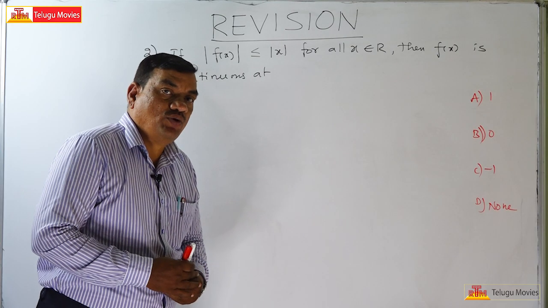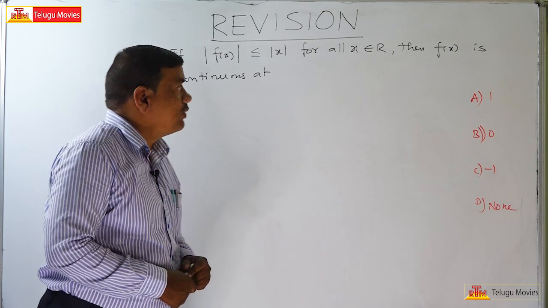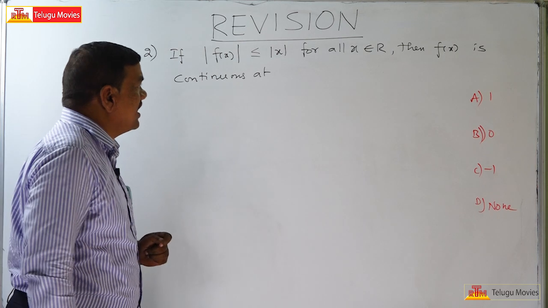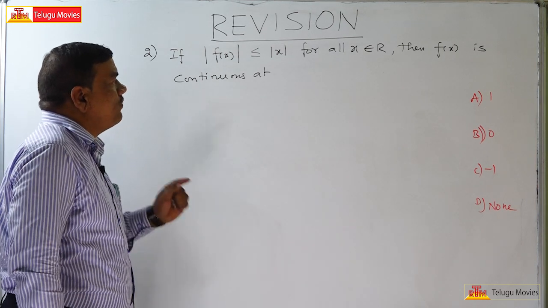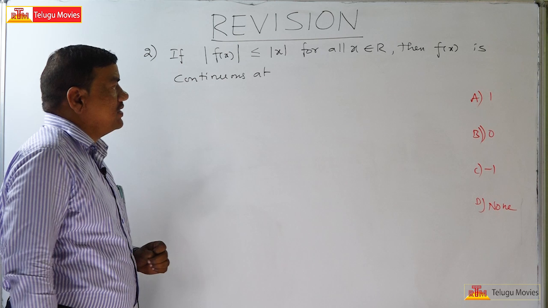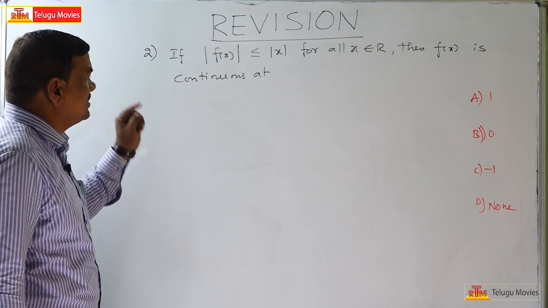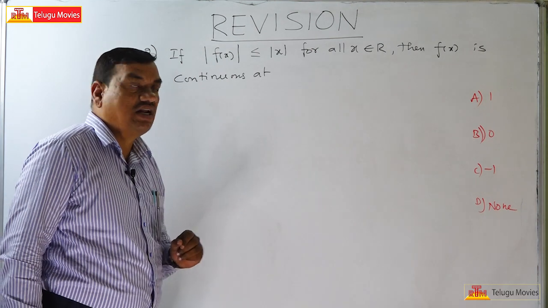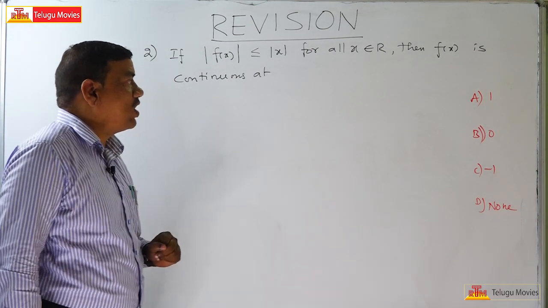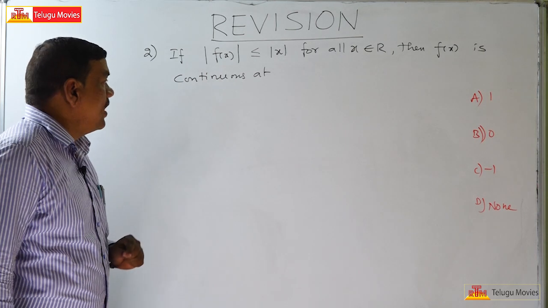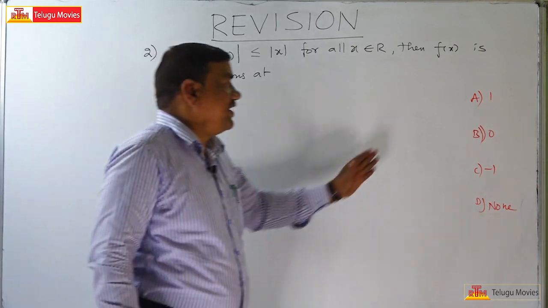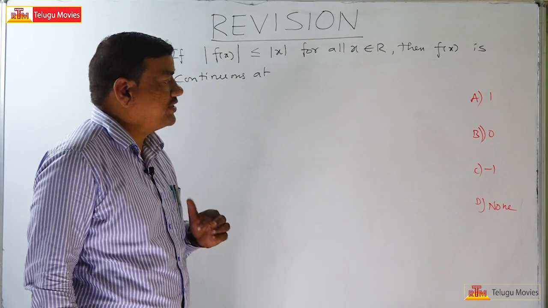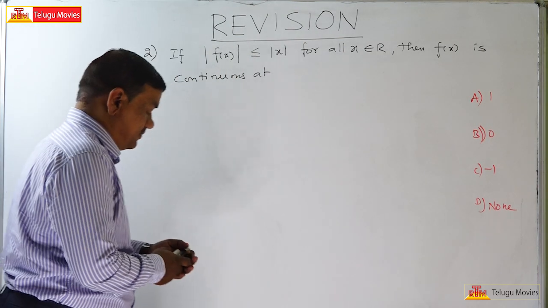Hi students, welcome to this problem. So, here see this problem. If modulus of f of x is less than or equal to mod x for all x belongs to R, then f of x is continuous at where? At which point is it continuous? At x is equal to 1, x is equal to 0, x is equal to minus 1, let us see that.